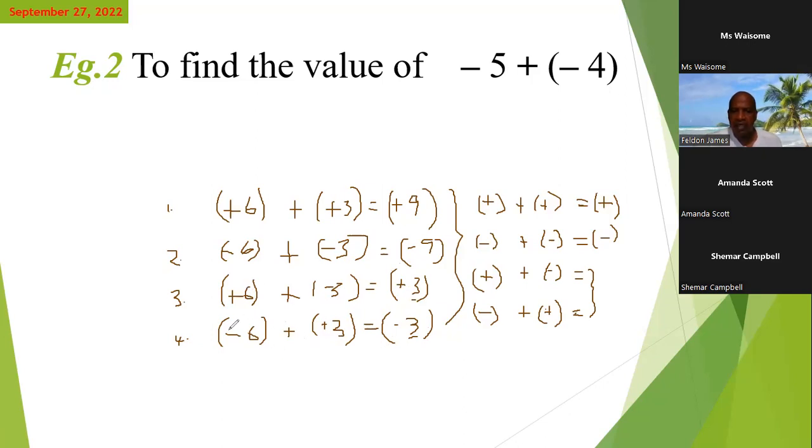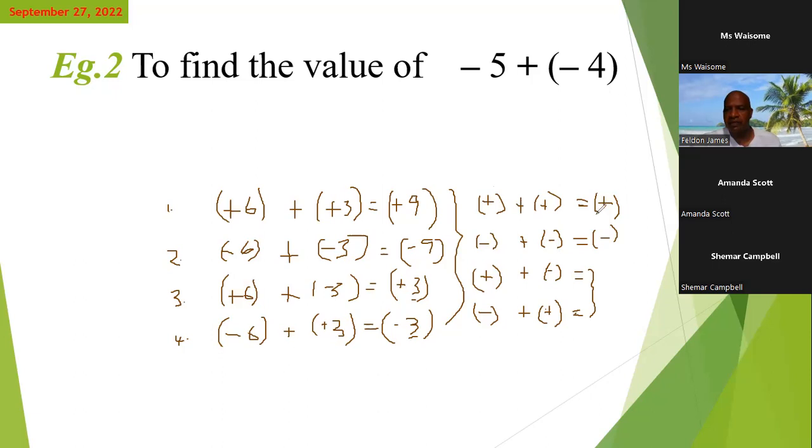Down here, scenario 4, the sign of the larger number is negative, and the sign of the answer is also negative. So we can conclude that if you're adding a positive and a negative, the rule is you find the difference of the numbers and put the sign of the larger number in front of the difference to give the answer. Is that clear to everybody? Yes, sir.